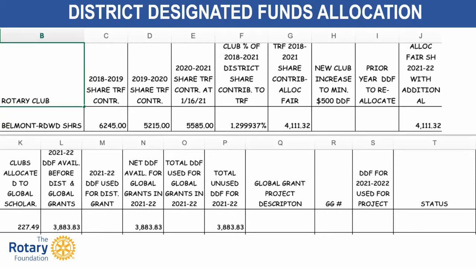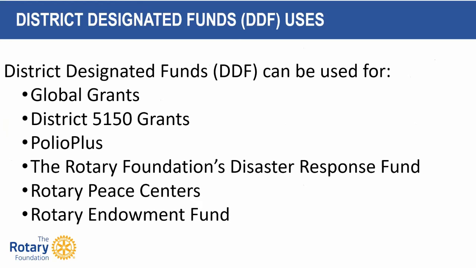So what do we use DDF for? Well, as said, we go for Rotary Scholars. We use it for global grants. We use it for district grants. Can be used for Polio Plus, can be used for the Foundation's Disaster Response Fund, for Rotary Peace Centers, Rotary Endowment Fund, and there's also some other specific funds, and you can also use them for a specific global grant.